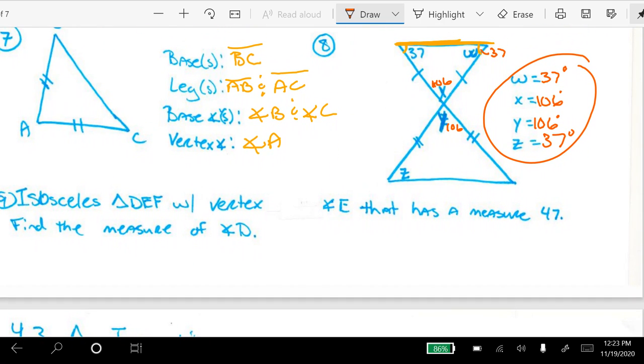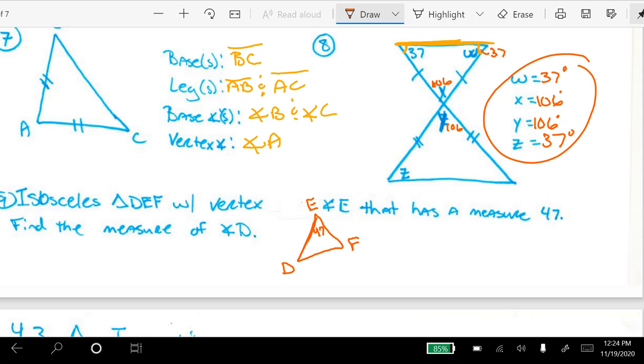For number 9, for this one, let's sketch a picture here. If you have a situation where you do not have a picture, I would definitely just sketch a quick diagram. It gives you a better idea of what's going on so you don't have to guess. It says isosceles triangle DEF with vertex angle E has a measure of 47. So this is 47.